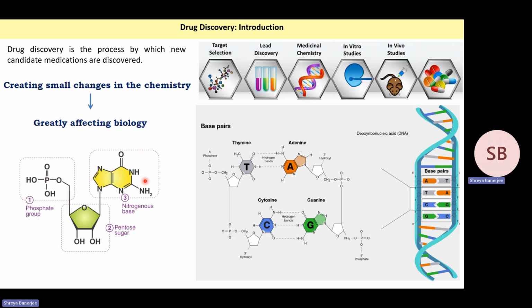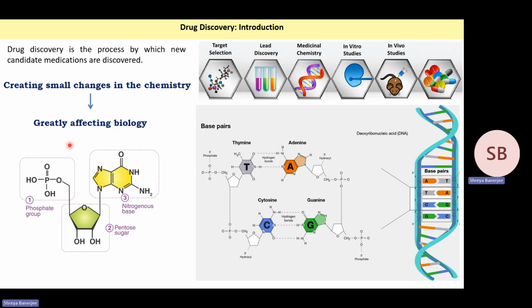the basic building block of DNA is the nucleotide, which consists of a 5-membered sugar or pentose sugar, a nitrogenous base, which can be of 4 types, adenine, thymine, cytosine, and guanine, and a phosphate group. So this nucleotide is the basic building block of DNA. And we also know that in DNA, there is something called complementary base pairing, where adenine will always pair with thymine by 2 hydrogen bonds, and cytosine will always pair with guanine by 3 hydrogen bonds.